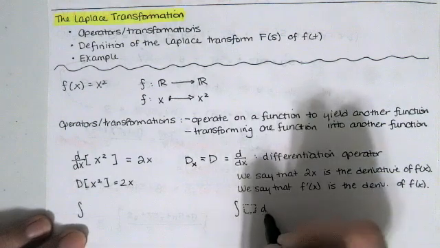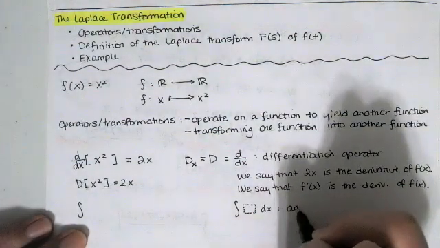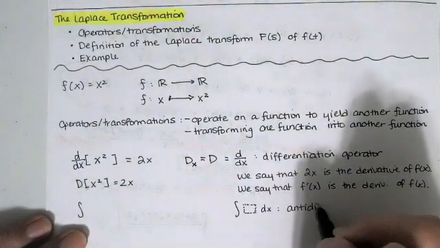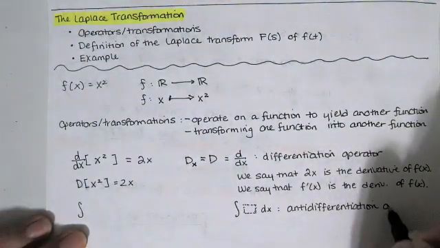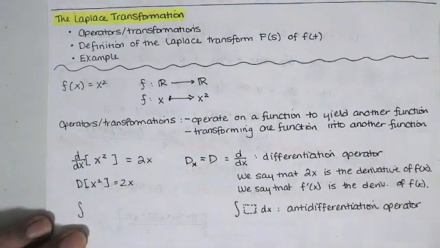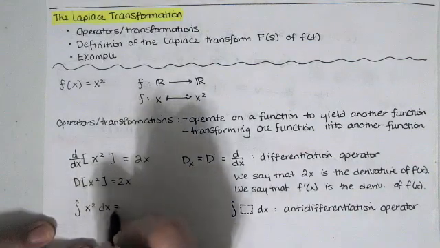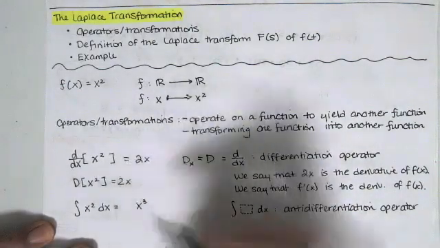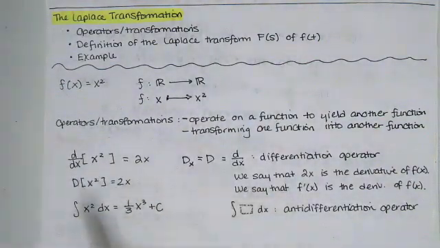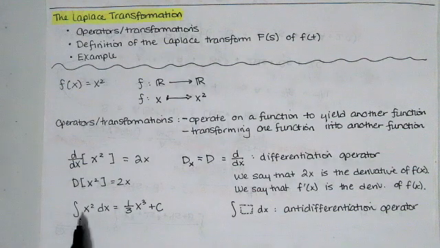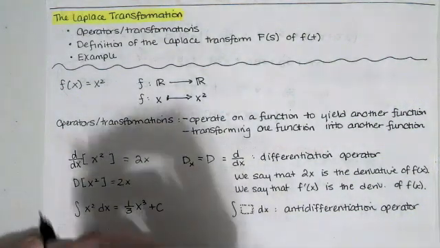This one's a little bit harder to draw because it needs to have something inside here. So I will call this the antidifferentiation operator. The process of computing an antiderivative is called antidifferentiation. If I want the antiderivative of x squared, we use the power rule. So we add 1 to the exponent, and we divide by the new exponent, and we add c. So we're acting on a function x squared, and then the output is a function, 1/3 x cubed plus c.